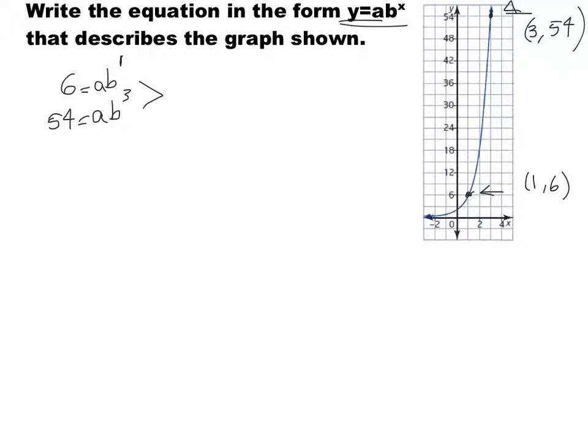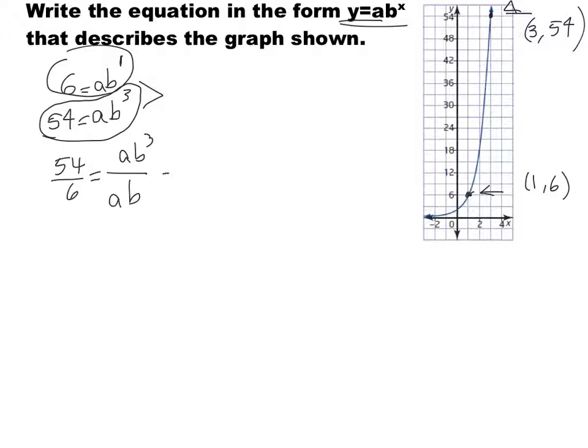Now I have these two equations and I have to find a and b. There are 2 ways you can do it. You can either isolate a in the first equation and then put it back in the second equation, or you can just divide these two equations. So if I divide the second equation by the first equation, I get 54 over 6 is equal to a b cubed over a b. Now a crosses out with a, b cubed over b gives me b squared, which is equal to 54 over 6, which is 9.